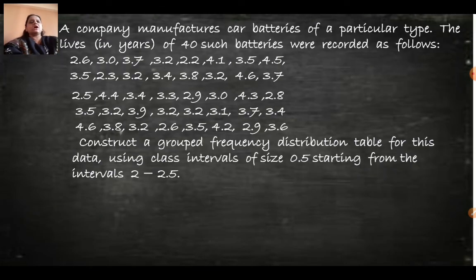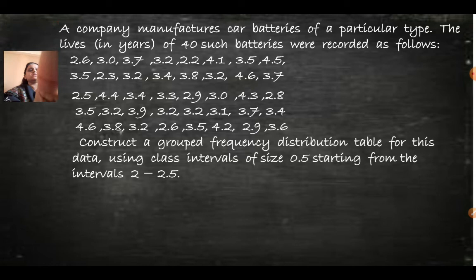See the next one. A company manufactures car batteries of a particular type. The lives, in years, of 40 such batteries were recorded as follows. So the data is given. Construct a group frequency table for this data using class intervals of size 0.5 starting from the interval 2 to 2.5. Again I will repeat, in the given sum they will always give the class interval or class size, and you have to take the classes according to that only. You can't take it on your own. Always they will give it in the question.